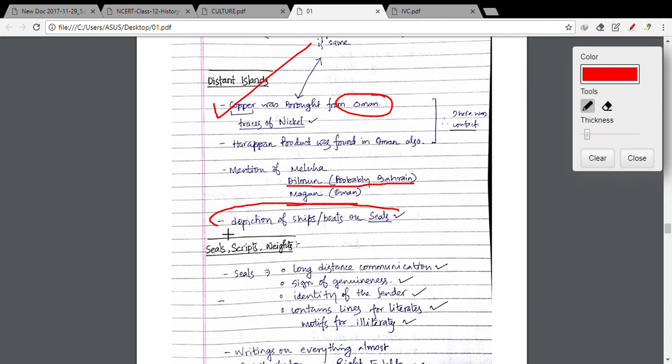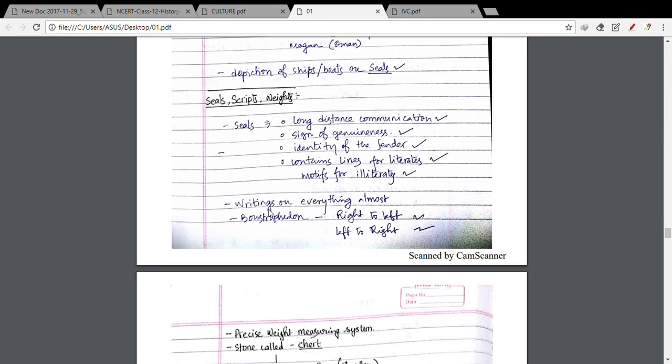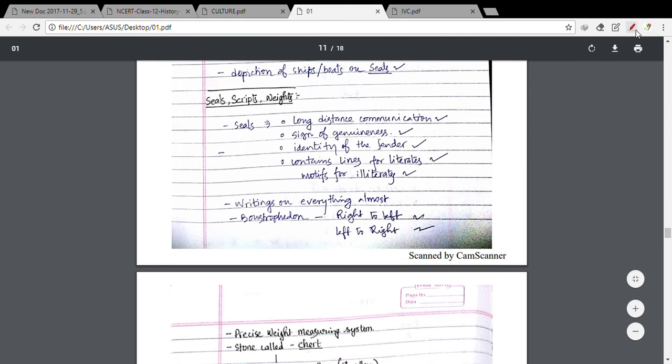So how did they make contact? First of all, there was a land route. Now there is a question: were there any sea routes at that time? Yes, there were depictions of ships and boats on certain seals, which ensures that people knew the use of boats and ships at that time. Now let's move on to the seal scripts and weights.